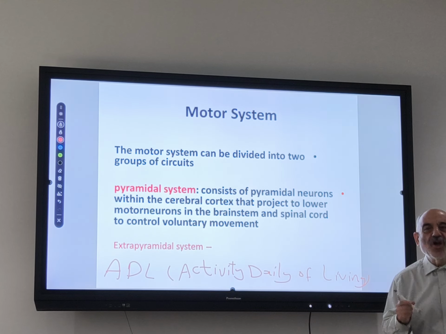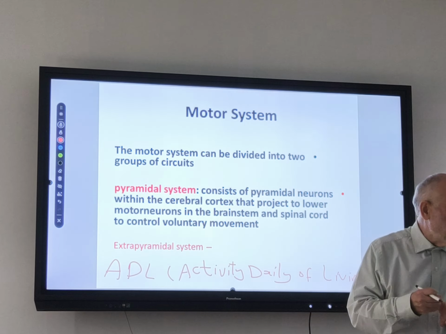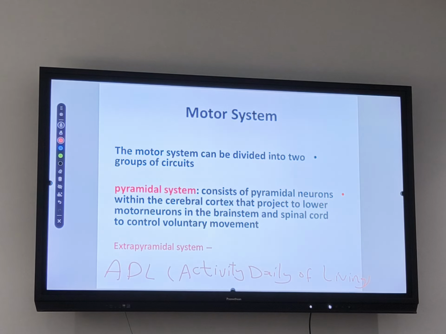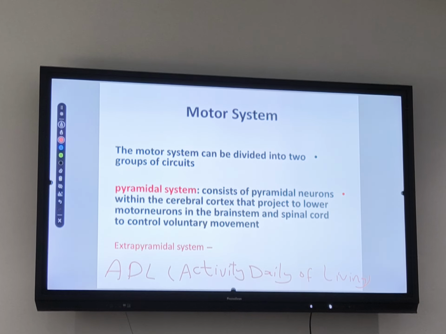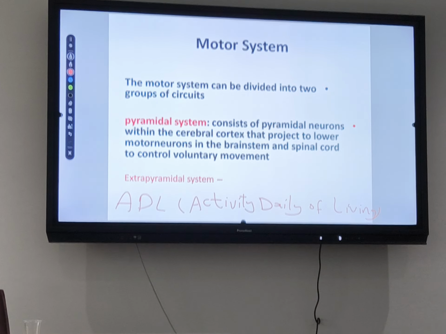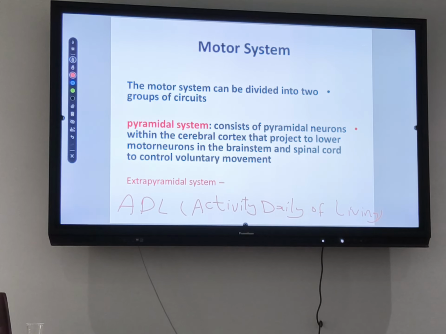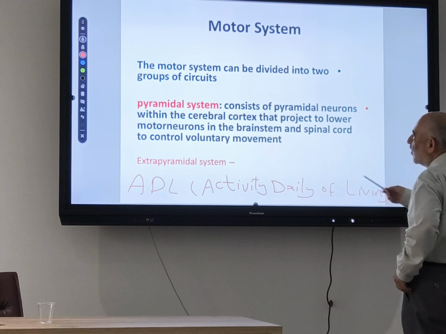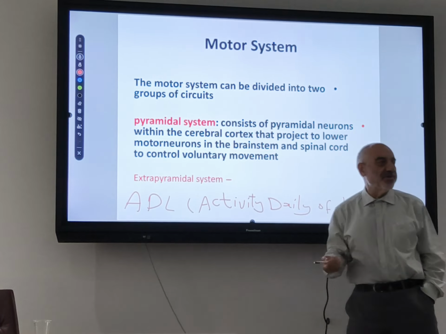If a person cannot do activities of daily living, ADL, it means that there is some problem in the pyramids. Why? You cannot write, you cannot eat. There is some problem. So ADL is related to the pyramidal system. If you have a good pyramidal system, you can write.